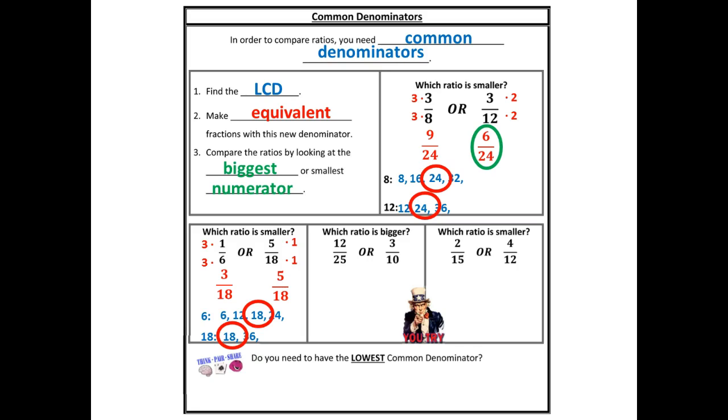We'll have you try the next two questions and then answer the think, pair, share question. Do you need to have lowest common denominators in order to compare ratios?